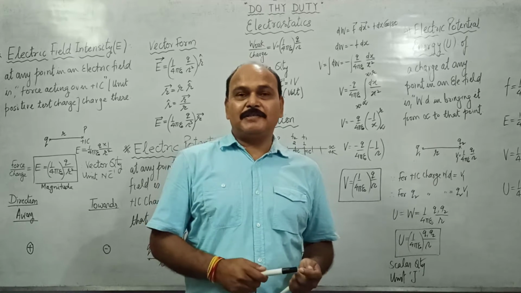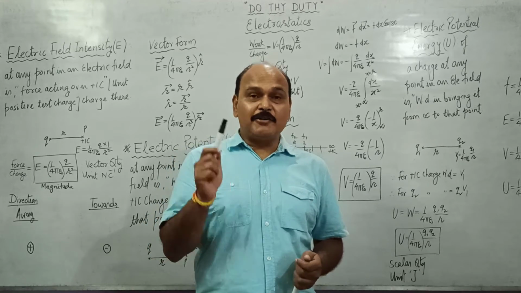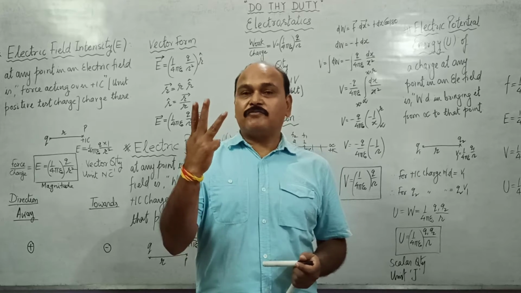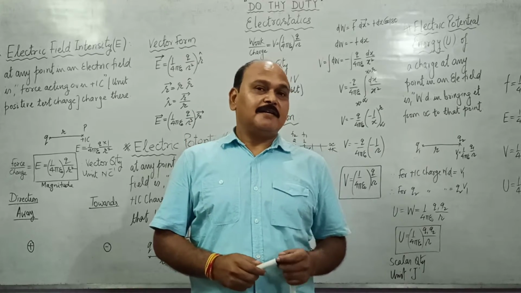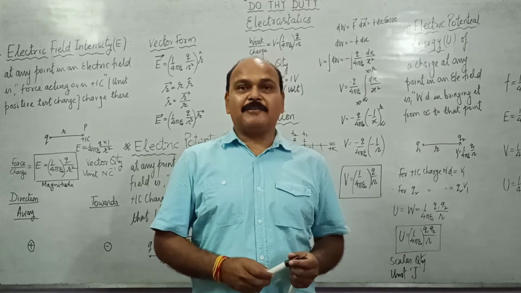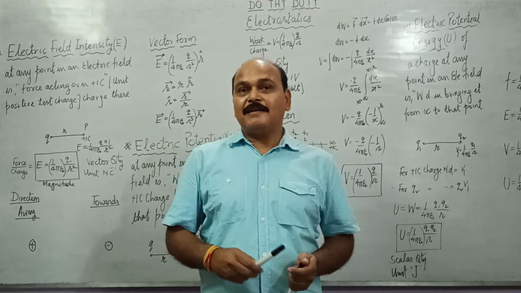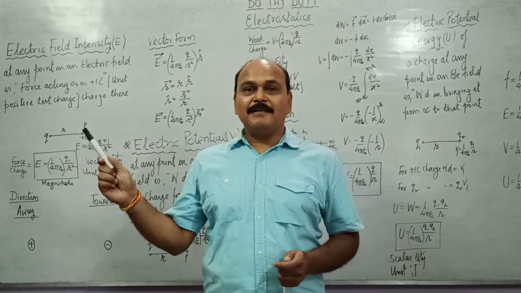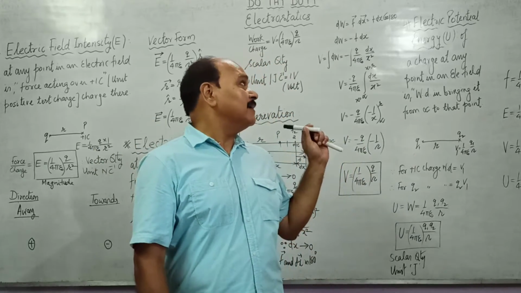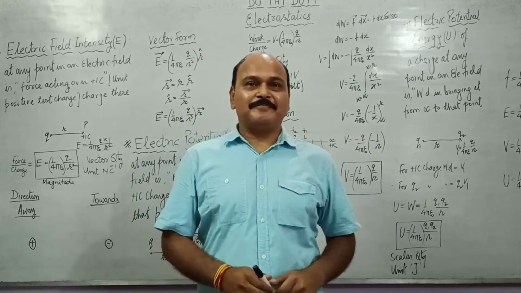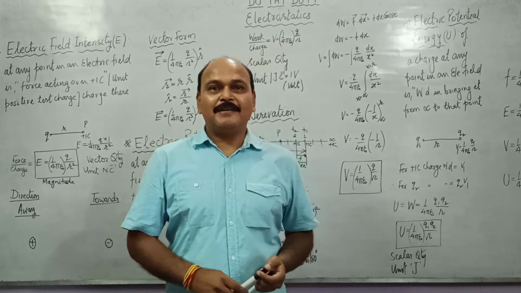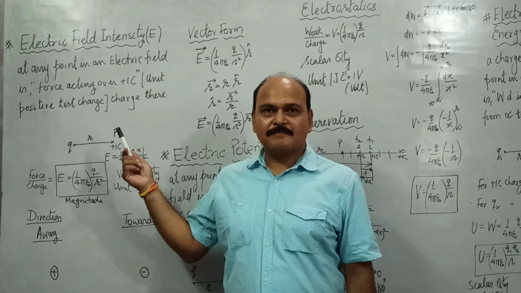Well, in the last class, we studied Coulomb's law, and today we'll study three more physical quantities associated with different points in an electric field. These three physical quantities are electric field intensity, electric potential, and electric potential energy. So let's begin the day with electric field intensity.